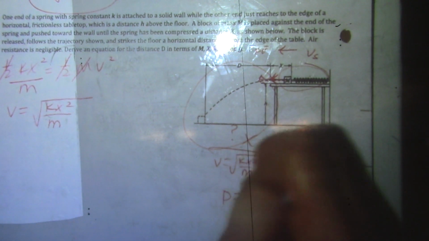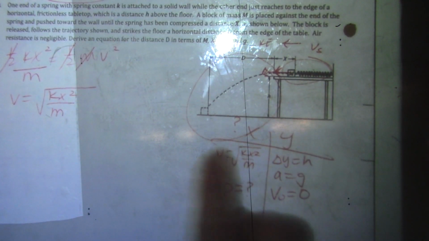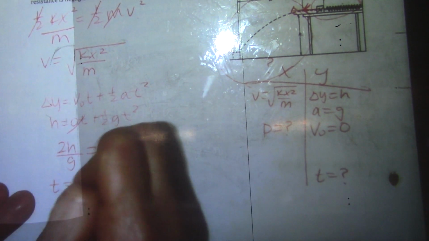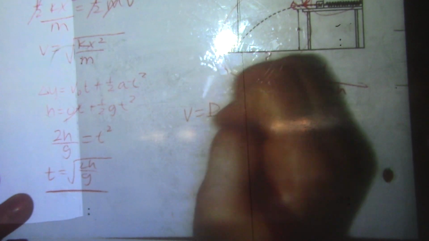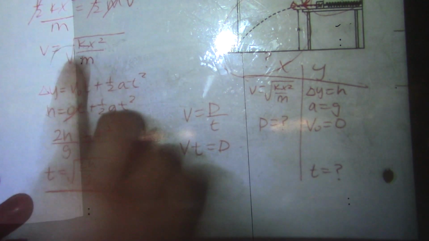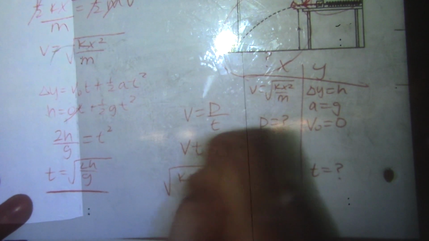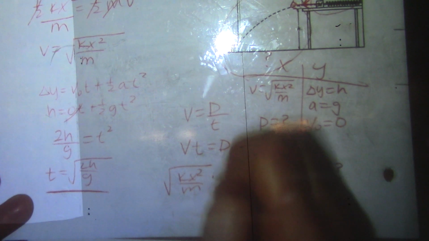I'm looking for the distance, so before I can plug in v equals d over t, I need to find the time. Change in y equals v naught t plus 1/2 at squared, h equals 0t plus 1/2 gt squared. Multiply by 2, divide the g over, that's t squared, so t is the square root of 2h over g. Now lastly, I'm looking for d, v equals d over t, multiply this up, so distance is velocity times time. We just got the velocity, and we just got the time, square root of 2h over g.